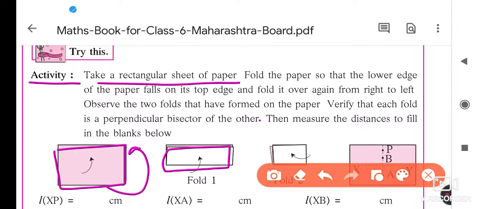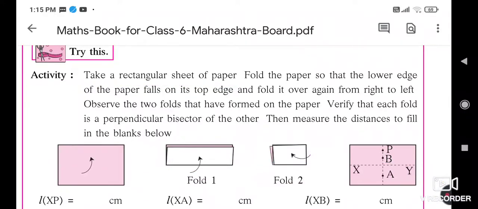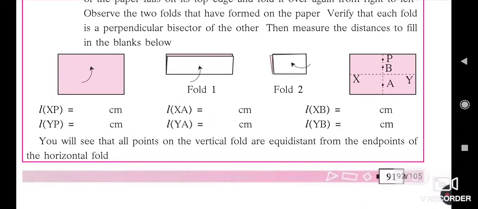Then fold it again from right to left. Observe the folds. Now we have to fold it on this, and observe the two folds that we have formed on the sheet. Verify each fold is a perpendicular bisector of the other, and then measure the distance to fill the boxes. So this activity also you have to do at home. For that, what do we have to take? We have to take a rectangular sheet of paper, as shown in the figure.